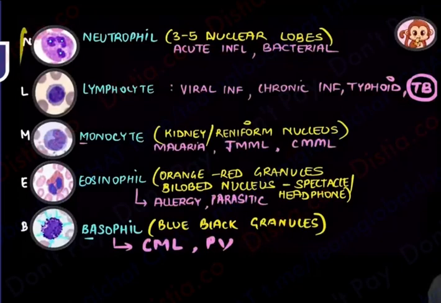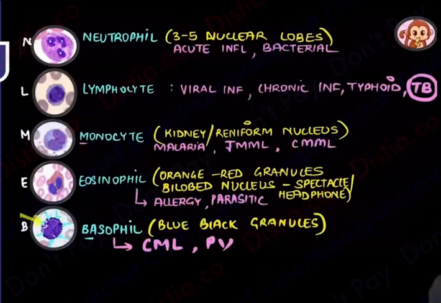Never let monkeys eat bananas. Neutrophil: 3 to 5 lobes. Lymphocyte, simple. Monocyte is going to be the kidney shaped. Then eosinophil is the funky looking orange cell with headphones on it. And basophil is BBB. It is going to have blue-black granules.